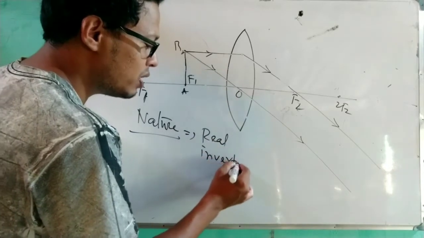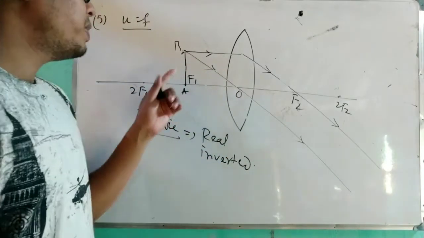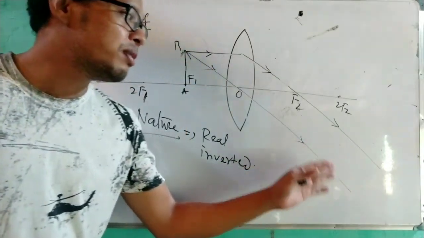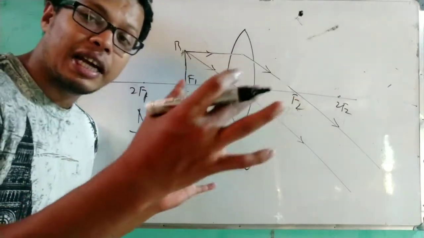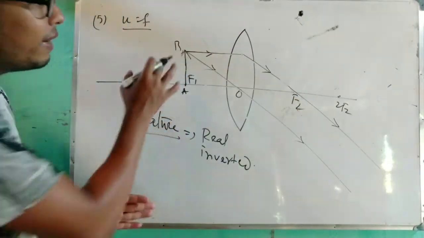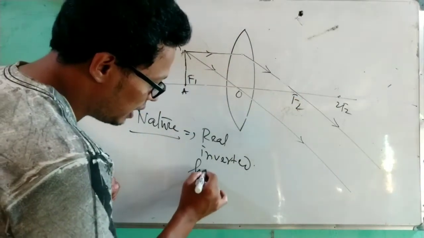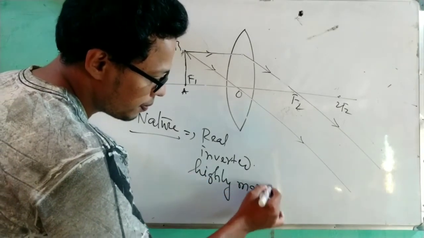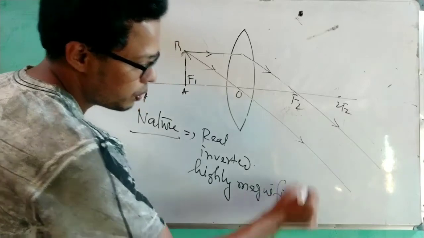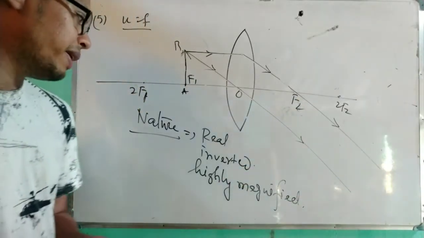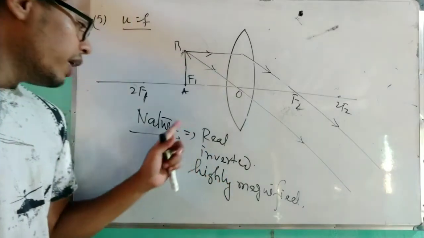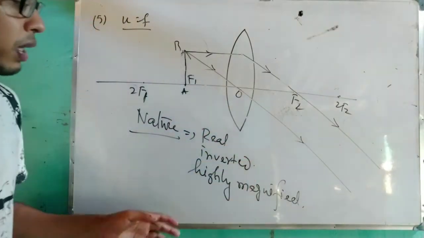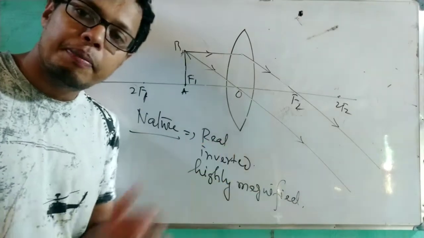But what about the size? See, the object size is this much, A and B. But when the refracted rays meet at infinity, the image size will be very, very much larger than the object. So this is highly magnified. These are the three natures. In this manner, convex lenses are used in a spectrometer to get parallel rays.